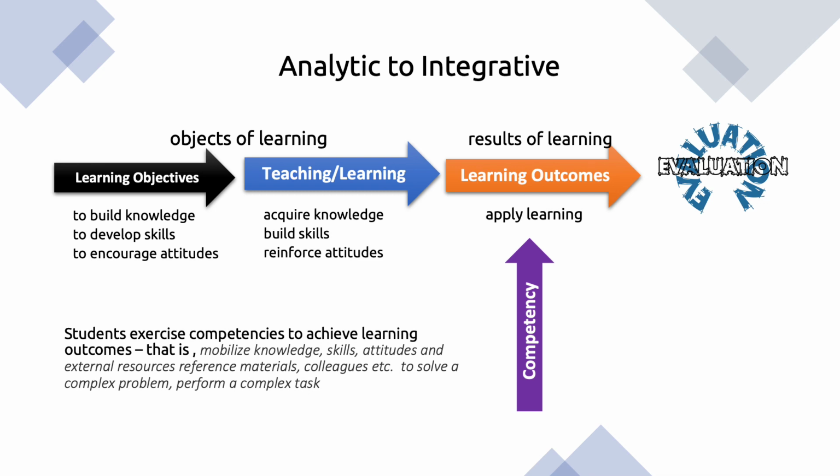The main difference between a competency and learning outcomes is that the outcomes are observable and measurable. They reflect specific expectations of performance on a task.